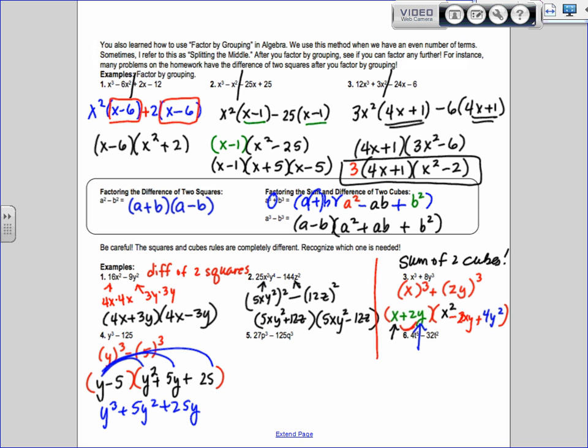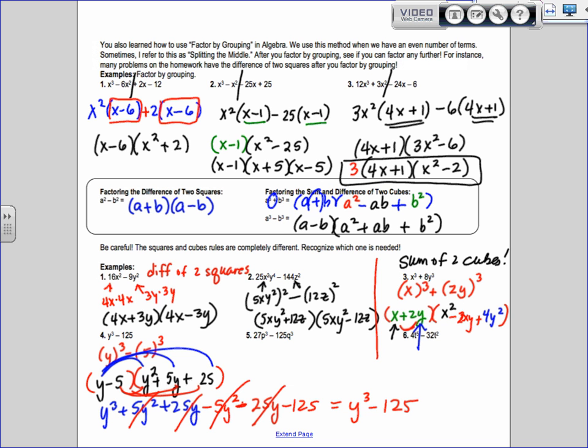And then I do the same thing with the negative 5. Negative 5 times y squared is negative 5y squared. Negative 5 times 5y is negative 25y. And negative 5 times 25 is negative 125. And I go through and I cancel. See how I have a 5y squared and a negative 5y squared, so they go away. And I have a positive 25y and a negative 25y, so they go away. Kind of like the difference of two squares, where the outer and inner terms canceled, the same thing happens with the sum and difference of two cubes. You have a lot of things in the middle that cancel, and that's how you're left with y cubed minus 125.